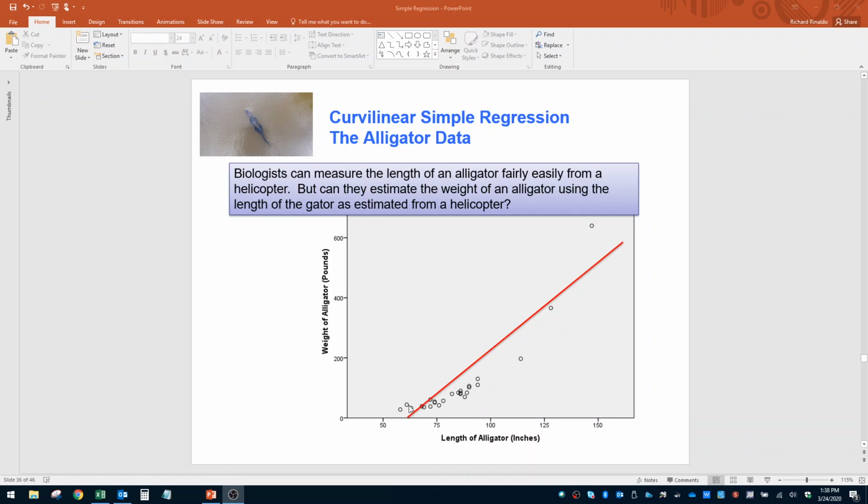We can see that at the bottom part here, there are points where the weight of the alligator is underestimated according to the line, and here where the weight of the alligator is overestimated, and then at the tail end, the weight once again of the alligator is underestimated. And that's because the relationship between length and weight is not linear, it's curvilinear. So what we're going to do is walk through some calculations to explore curvilinear relationships.